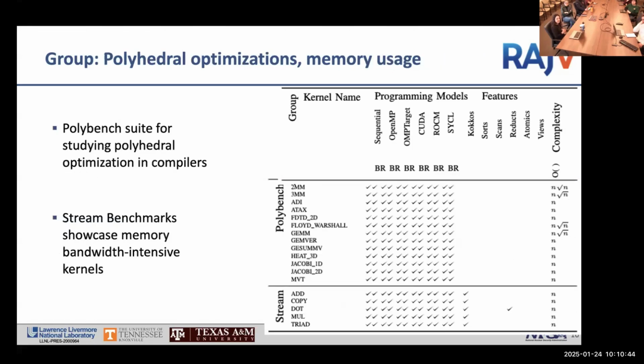And then we have the Polybench suite for studying polyhedral optimization. And we have Stream benchmarks, which showcase the memory bandwidth intensive kernels. So you'll see Stream Triad pop up again later in the presentation. Stream Triad is the de facto standard for how much memory bandwidth you can get out of a machine. And so we use that as a basis for comparison with some things later. So I'll bring that one back up.